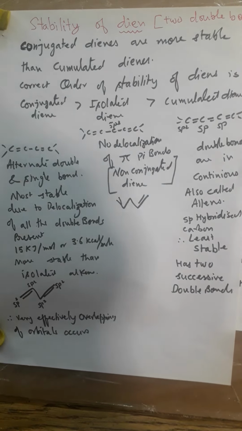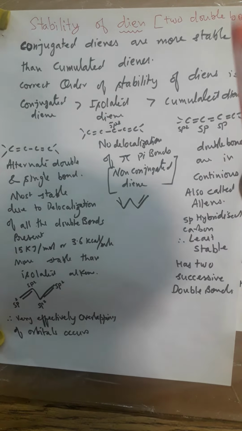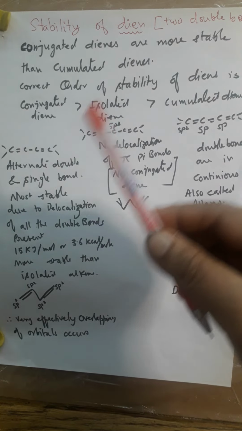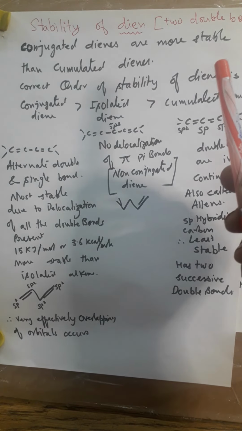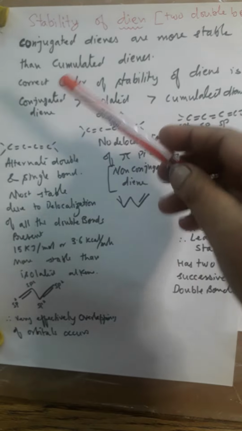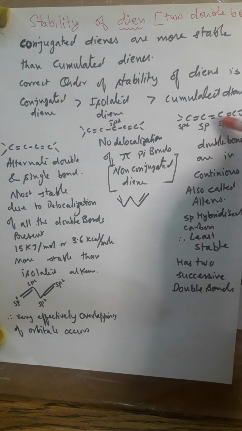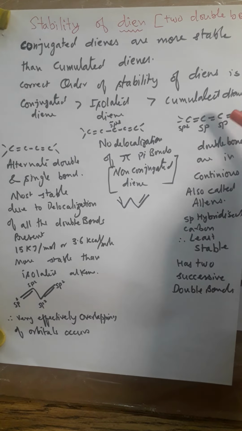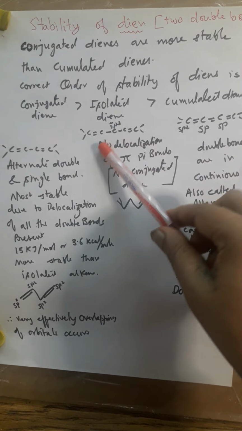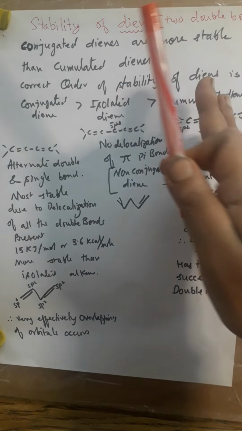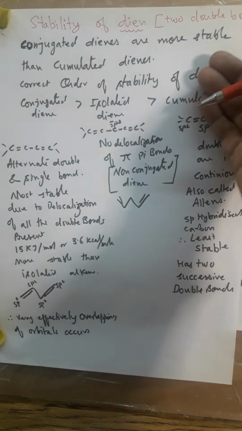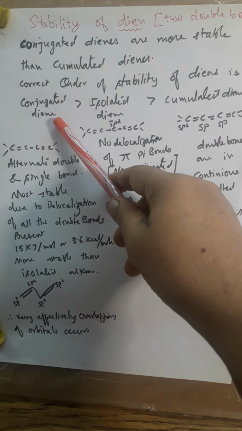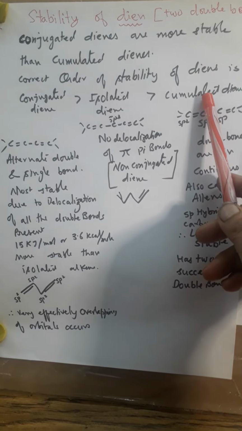What does it mean? When in a single straight chain of carbon two double bonds are present, then it is called diene. Okay, so see here, I have taken some examples. Here I have made more, but don't worry about it. To make the concept easy for you, I have made this. So diene means only two double bonds are there. Okay, so the correct order of stability of dienes is conjugated diene, isolated diene, and then cumulated diene.